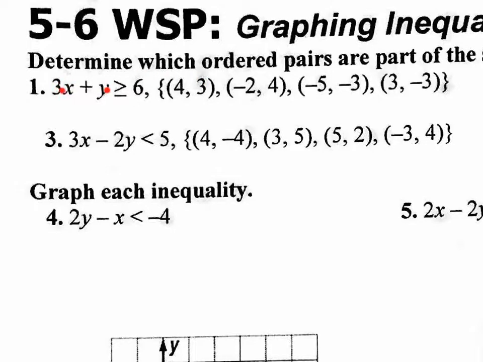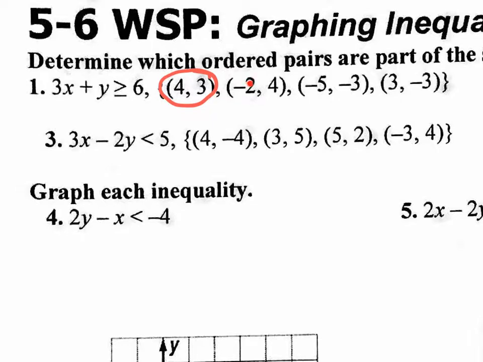3 times 4 is 12, plus 3 is 15, and 15 is greater than or equal to 6. So this one's a yes. You could circle it if you'd like. That's part of your answer. Does that mean that that's the only answer? No, you have to go check all the coordinates, because there's technically an infinite amount of answers when you look at the graph of it.